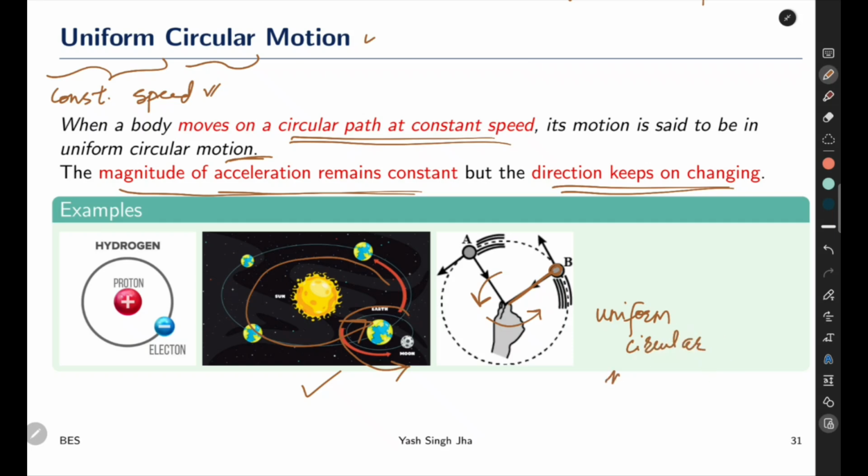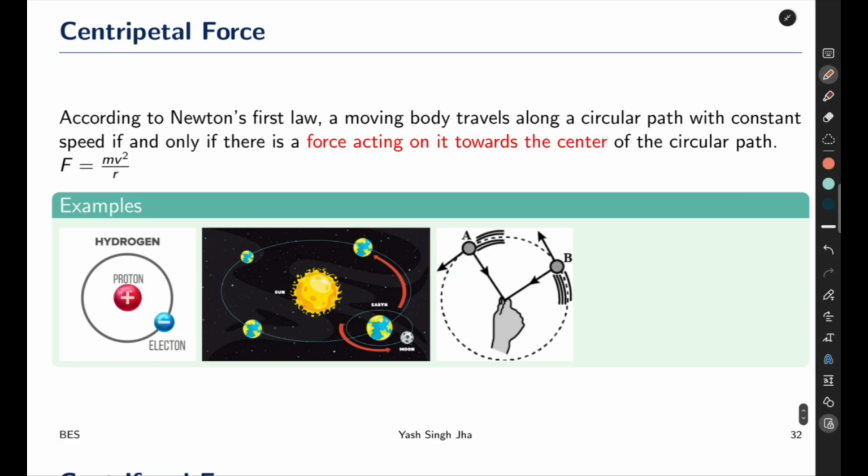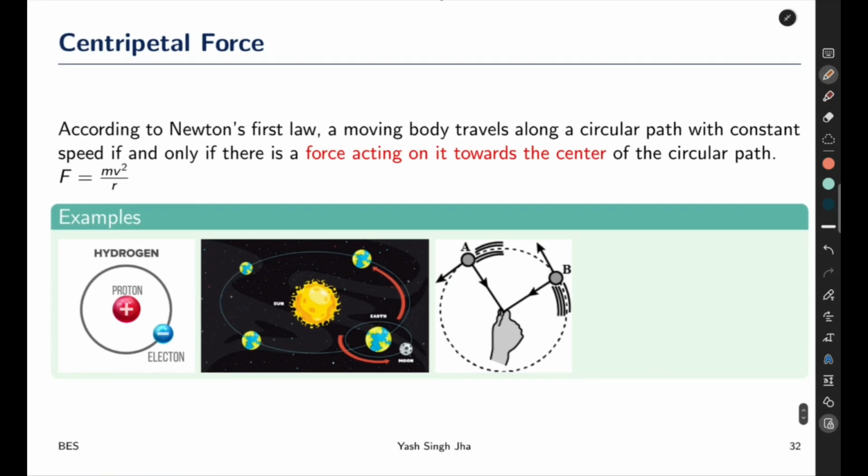The other example is of a hydrogen atom. What happens? An electron is revolving around the nucleus, which is a proton, at a constant speed. So it's a uniform circular motion. In uniform circular motion, there are certain things happening. We want to understand how uniform circular motion happens. How does it happen?